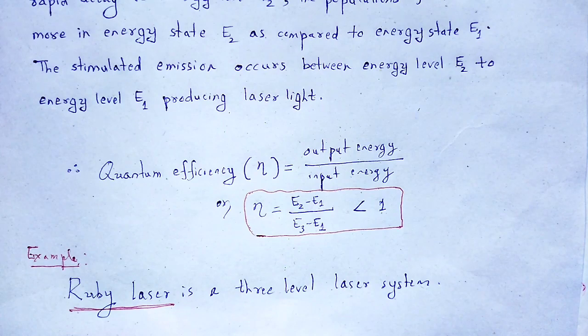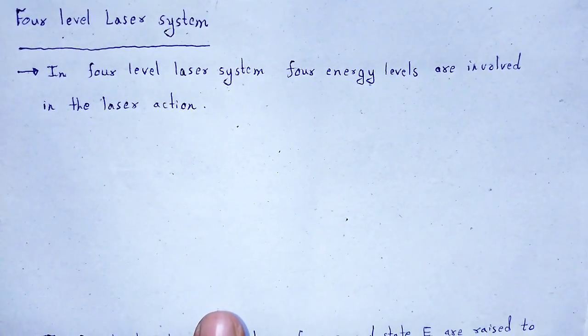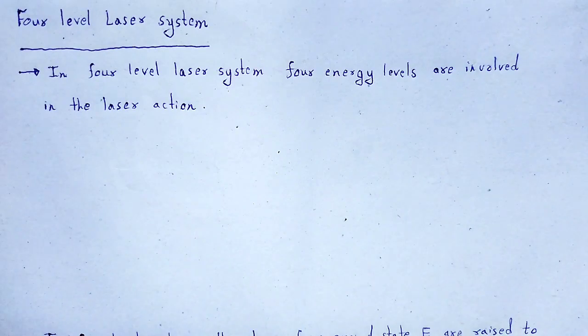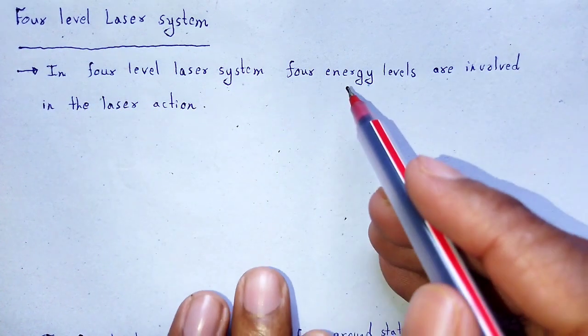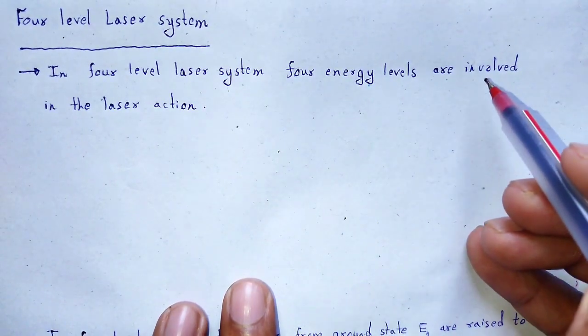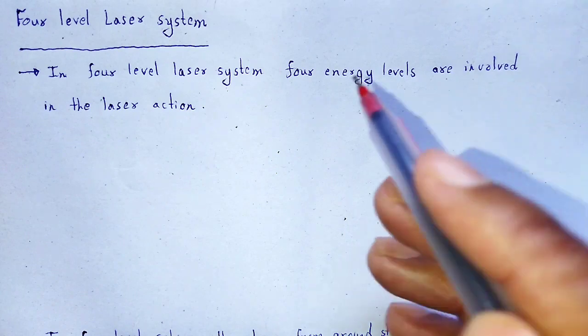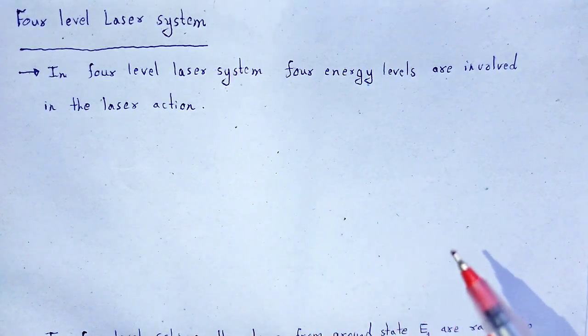Next type of laser system is the 4-level laser system. As the name indicates, in 4-level laser system 4 energy levels are involved. Due to the involvement of 4 energy levels, we call it 4-level laser system.